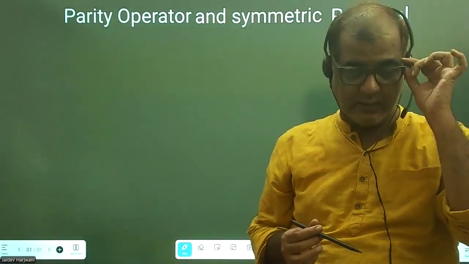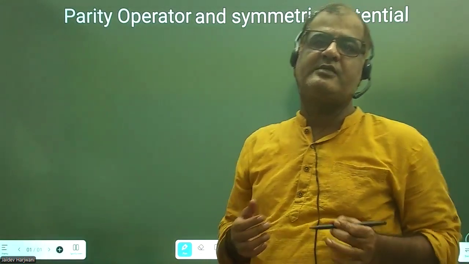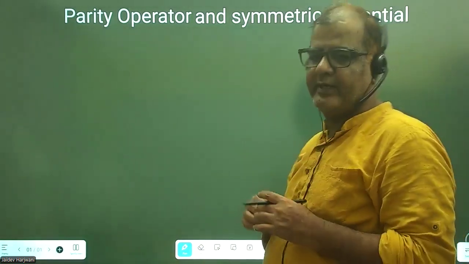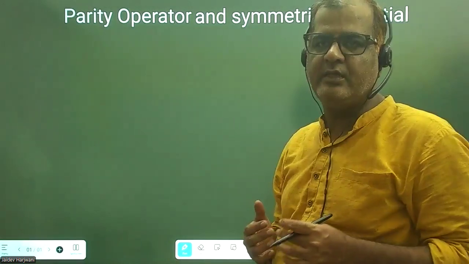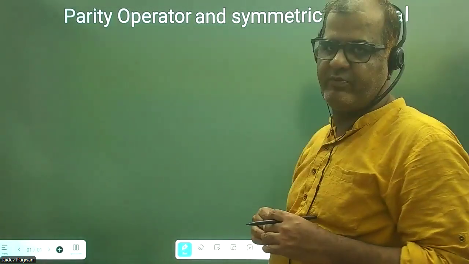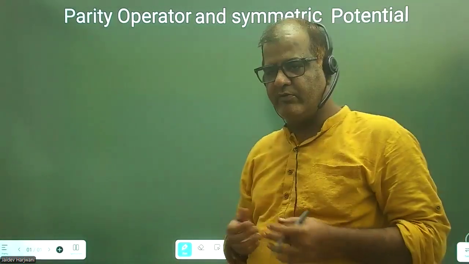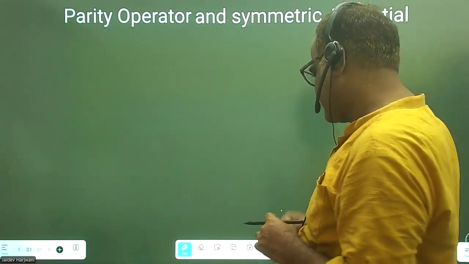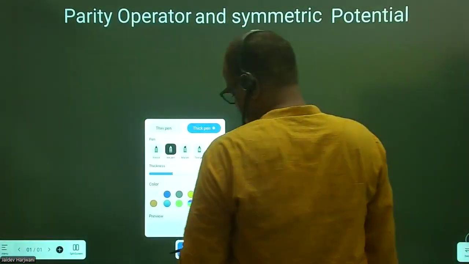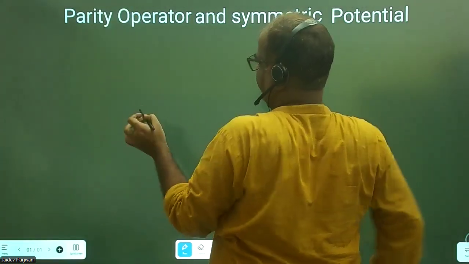Hello students, let us discuss an important concept, the parity operator and its implication for symmetric potential. So what is the parity operator? To understand this, first of all, let us understand even and odd functions.